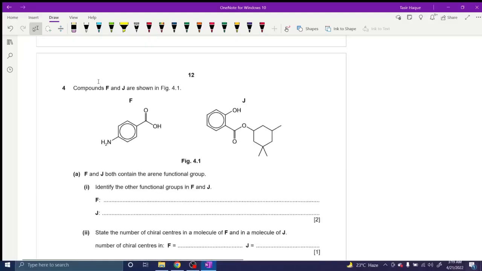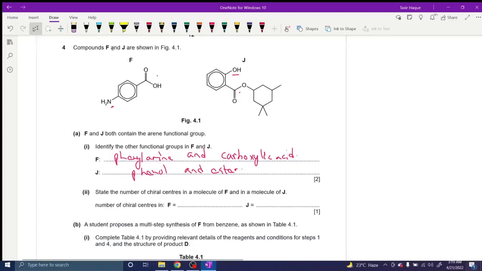Identify the other functional groups in F and J. Both contain arene. So F contains, this is a carboxylic acid, this is the amine group or the phenylamine group. So F contains phenylamine and carboxylic acid. Okay. What about J? It contains the phenol group and the ester group, right? It contains the phenol group and ester.